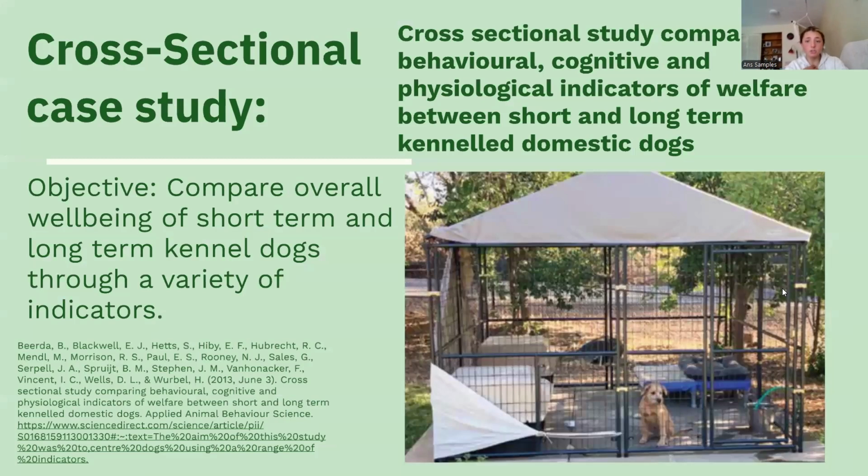So for examples of this, for my cross-sectional study, I chose the behavioral analysis of short and long-term kennel domestic dogs. The objective of this study was to compare the overall well-being, what they define as well-being, of short-term and long-term kennel dogs. They did this through a variety of ways. They interviewed handlers, they collected urinary samples and did urinary hormone analysis for cortisol levels, all this stuff. They did a great job, really, with this study.